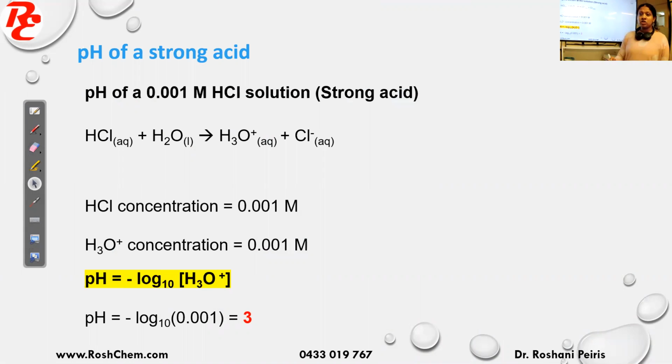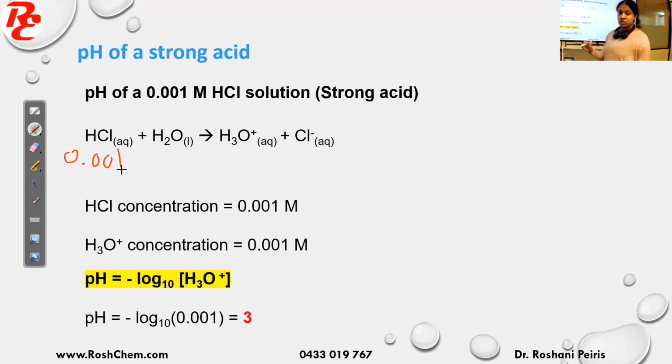So we know HCl is a strong acid. First thing is to write the ionization of the acid, which is HCl plus water giving H3O+ and Cl-. Then, given the concentration of HCl is 0.001, I can find the H3O+ concentration.